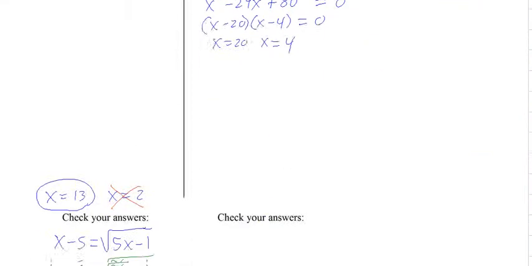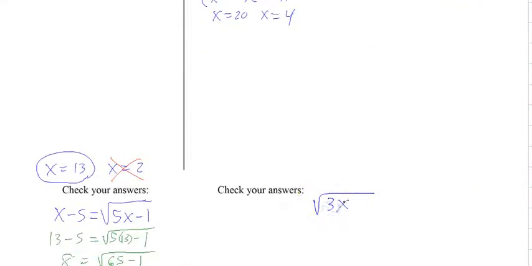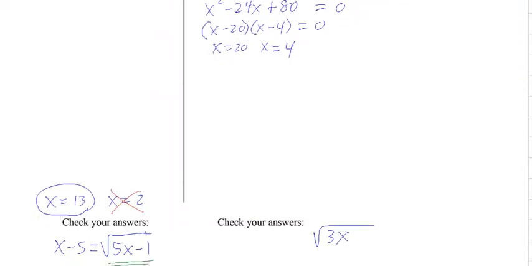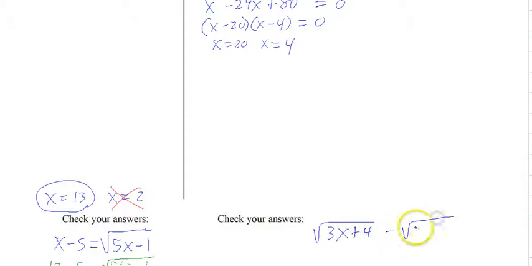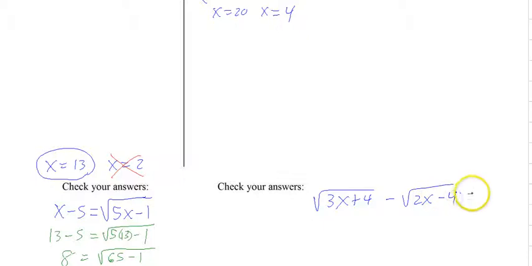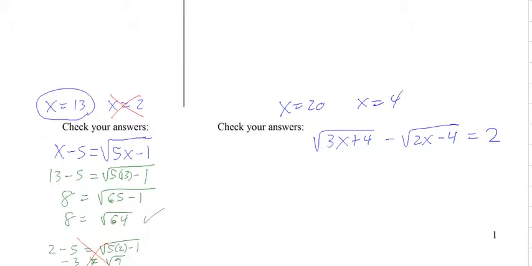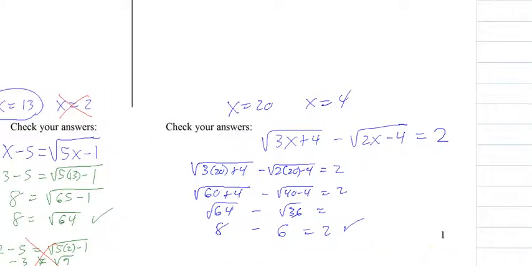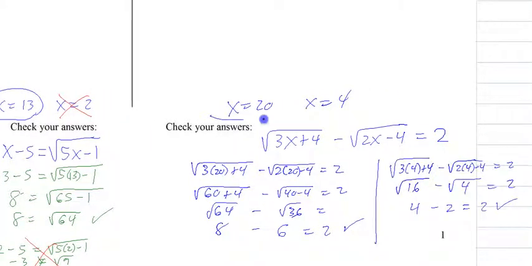So let's take our original equation all the way to the bottom. Square root of 3x plus 4 minus the square root of 2x minus 4 equals 2. And now we're going to plug in 20, and we're going to plug in 4 and see if they both work or if only one works. We'll find out right now. So 3 times 20 plus 4, and we get that, and that checks out. So now let's try the 4. And the 4 checks out as well. So we have 2 answers right here.